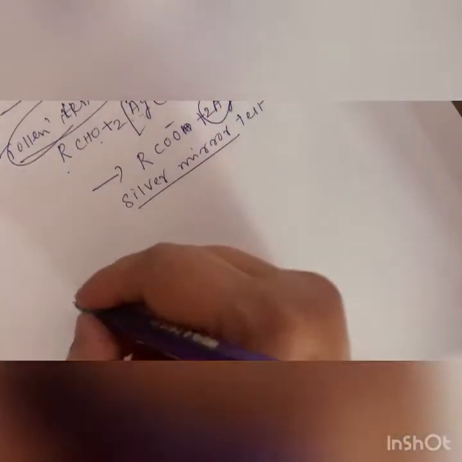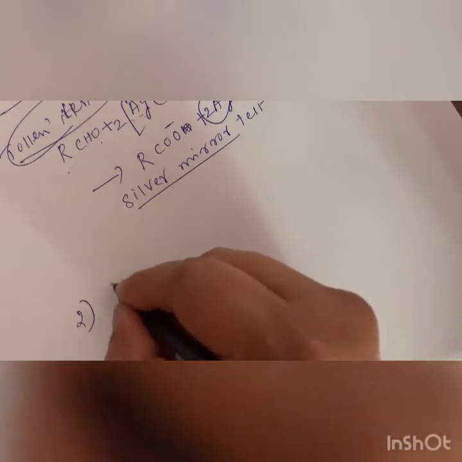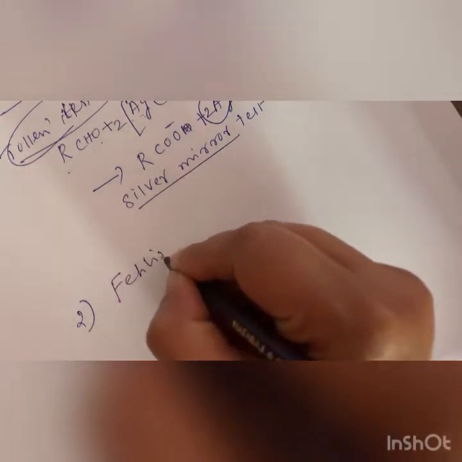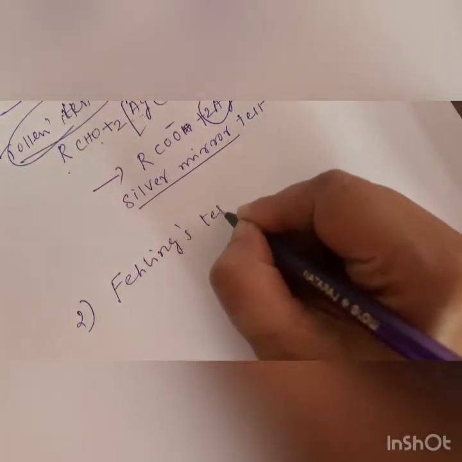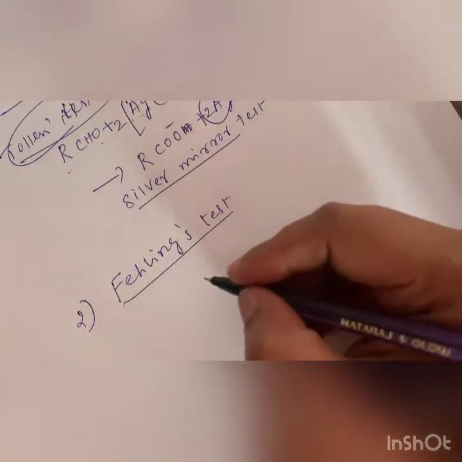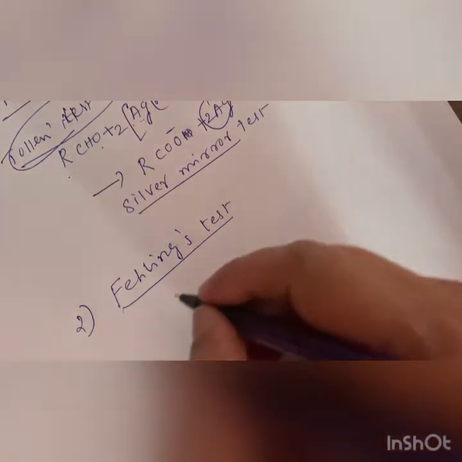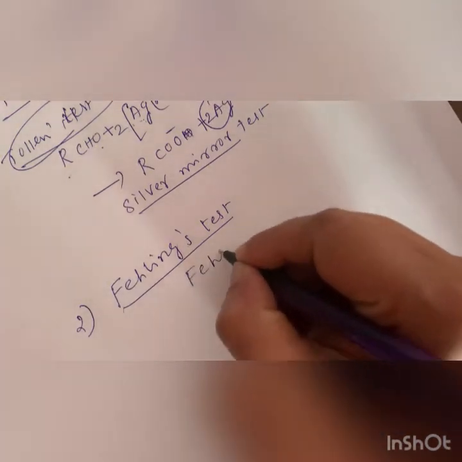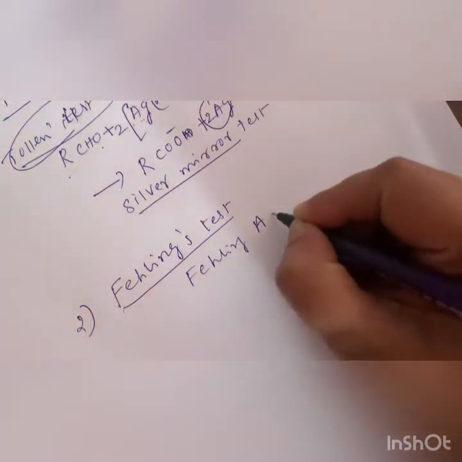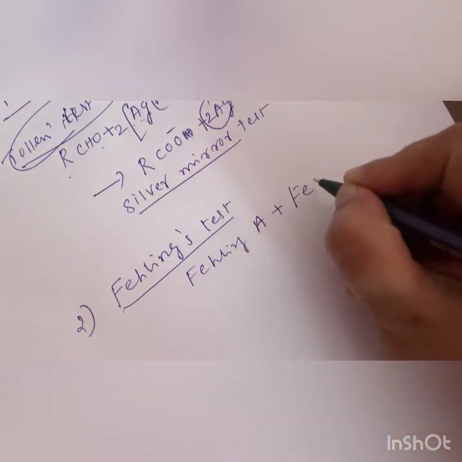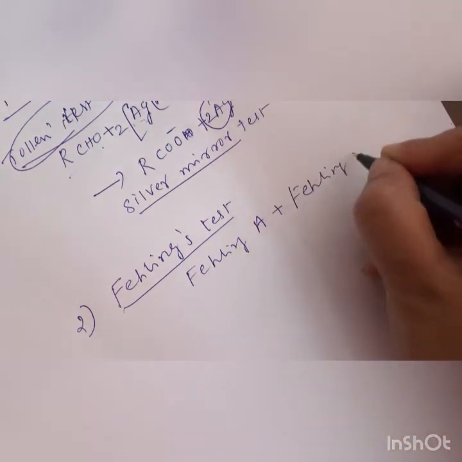Now one more test is there to distinguish between aldehyde and ketone. The Tollens test is the first one. The second one is Fehling's test. For that, first we have to learn what Fehling's reagent is. There are two solutions, Fehling A plus Fehling B. We have to mix Fehling A and Fehling B.